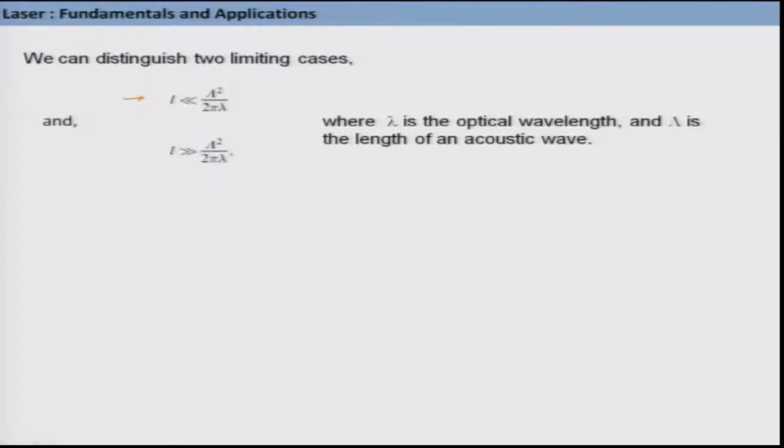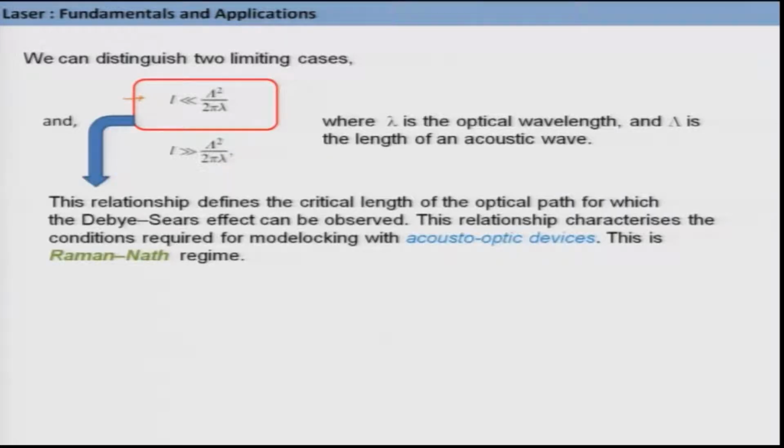So, in these two cases the capital lambda refers to the length of the acoustic wave and small lambda, as you know, is the optical wavelength. So, the first case, that is L much less than the right hand side, this particular relationship, it defines the critical length of the optical path for which this device shears effect can be observed. Okay. And this relationship also characterizes the conditions that is required for mode locking using acousto-optic devices.